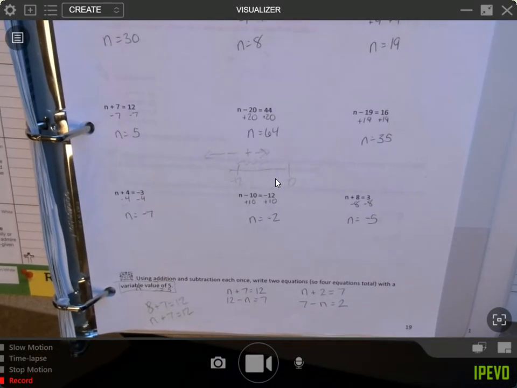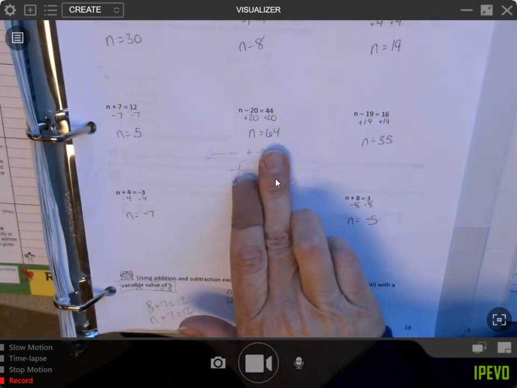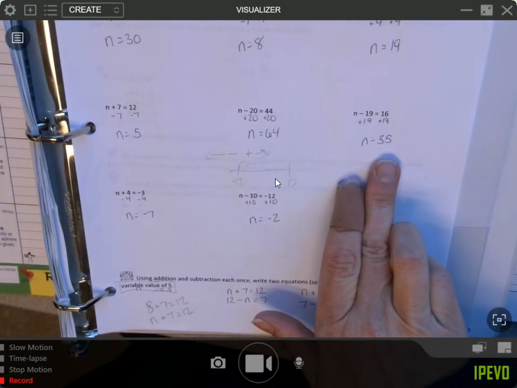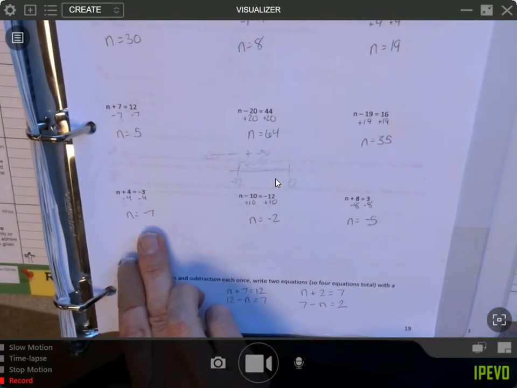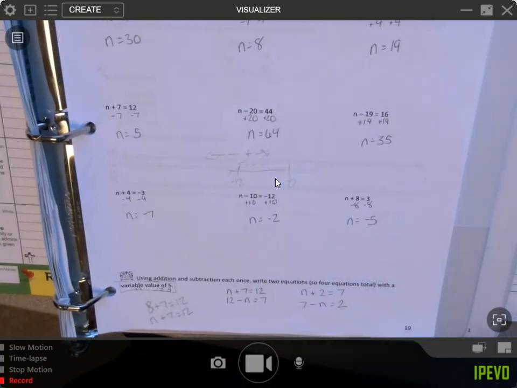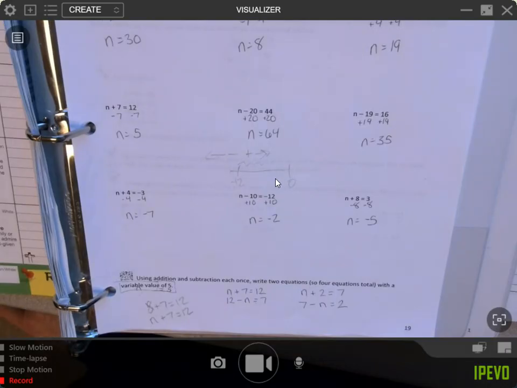Right. Then we have n equals 5, n equals 64, n equals 35, n equals negative 7, n equals negative 2, n equals negative 5. Any questions on the bottom two rows? Feeling good about doing those adding and subtracting?